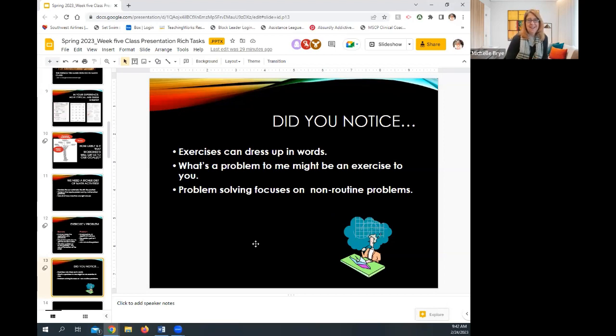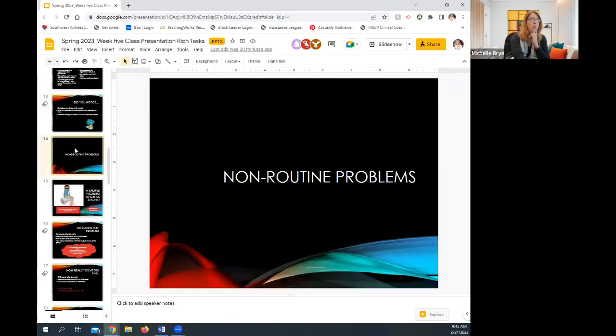So did you notice that exercises can dress up in words? What's a problem to me might be an exercise to you. Problem solving focuses on non-routine problems. Remember when I was talking about the worksheets at the end, there would be a problem given in a context. That kind of looked like a problem, but really it was an exercise because it was just like everything else they had done on a worksheet. So that's where we're saying exercises can dress up to look like problems, but they're really not. I want you to be aware of that.